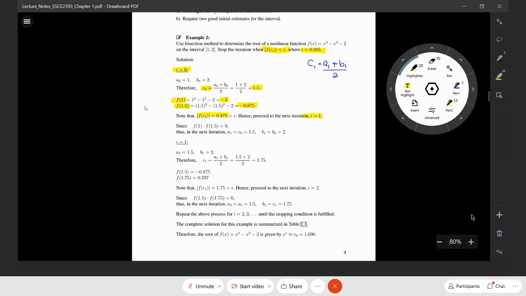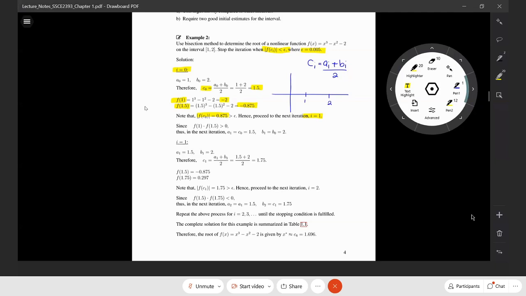But now, you want to know in the next iteration what is your next value of a, what is your next value of b. So I'm going to show you graphically here. So we have this graph. Just a sketch. So your initial interval is 1 and then 2. The scale may not be right, but it must at least make sense.